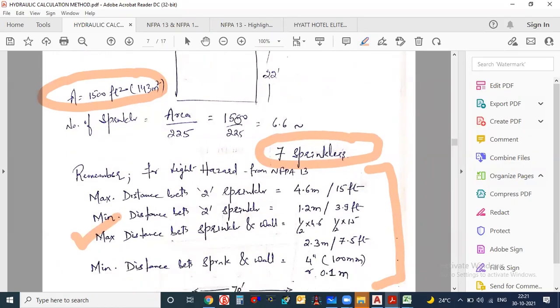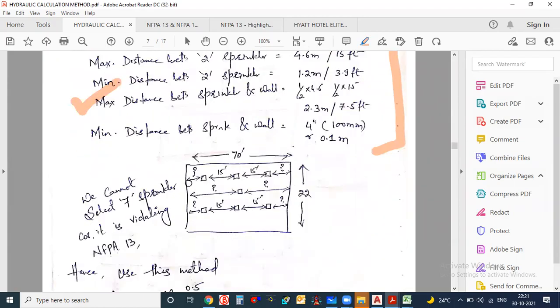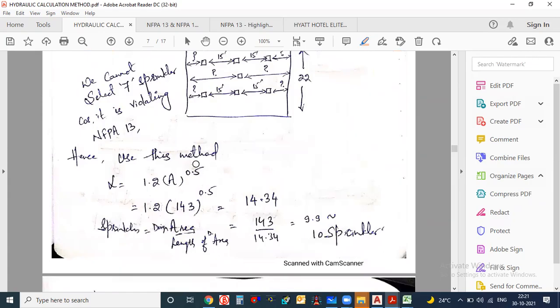So that's why you have to check both the criteria: the maximum protection area and the distance between two sprinklers and between sprinkler and wall. I have shown one very basic thing. I have placed 3 sprinklers here, 3 sprinklers here, and 1 sprinkler here, and I have written that we cannot select 7 sprinklers because it is violating NFPA 13. If you use the same thing with this method, you are getting 10 sprinklers.